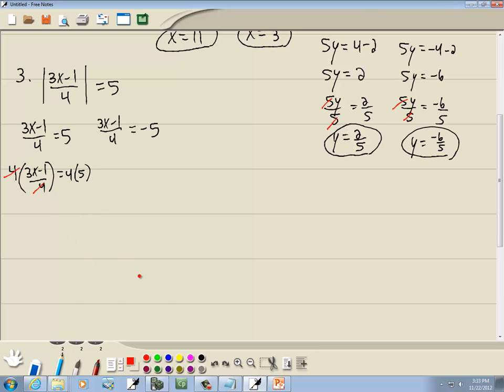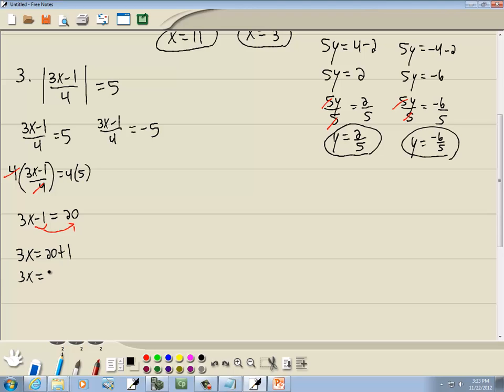And do that, those 4's going to cancel. And we got 3x minus 1 equals 4 times 5 gives us 20. Third step, get everything with an x on one side, numbers on the other side. So I'll take that negative 1, move it to the right side. And it becomes a positive 1.